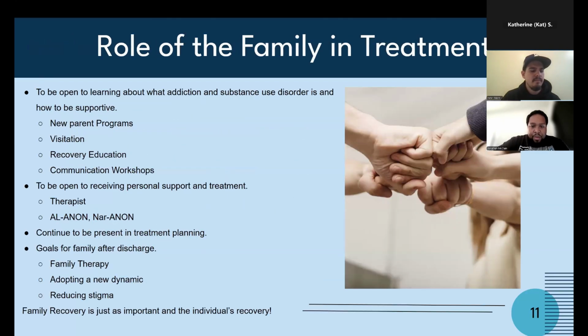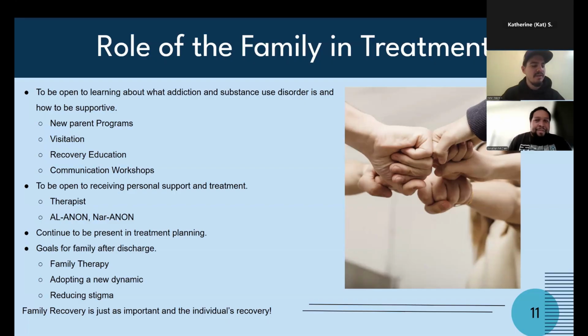So again, all this to say that we want to demonstrate that not only is it shown outwards as far as how much family members are impacted by substance use, but also on an internal physical level as far as how family members are impacted as well.